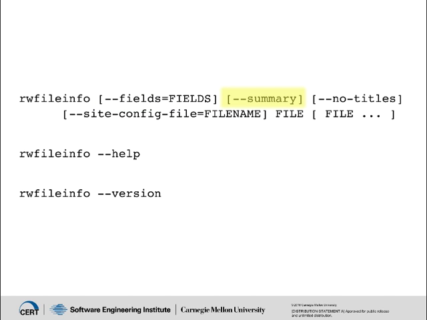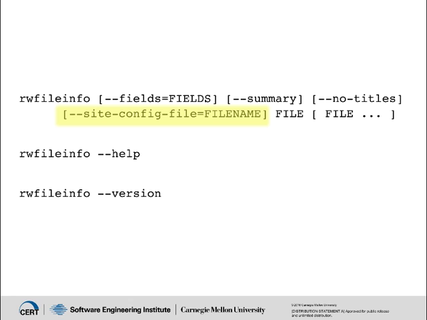The summary option prints a summary that lists the number of files processed, the size of those files, and the number of records contained in those files. A lot of the time, all you want to know is the record count, so this option is useful for that, especially if you're looking at multiple files. No titles removes the field labels from the output. That's useful if you're automating this or need to pipe to some other Linux command.